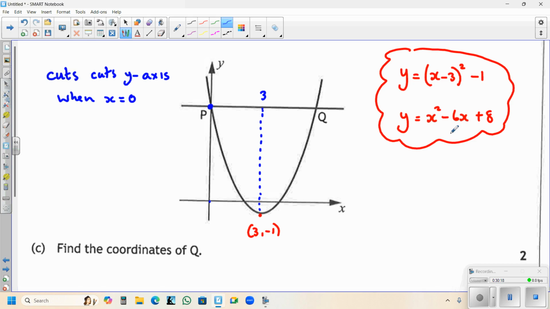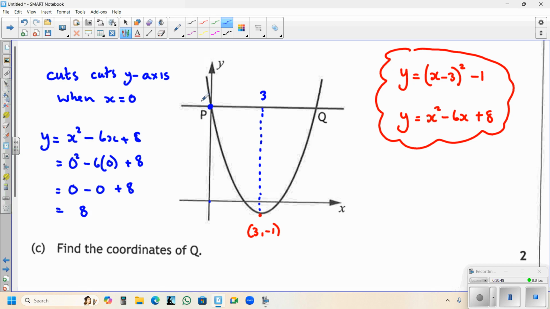So we can take either one of those equations, and every time I see an x, I put in 0. I'm going to take the first one, x squared minus 6x plus 8. So that's going to be 0 squared minus 6 times 0, add on 8. So therefore, we have got 0 squared is 0. 6 times 0 is still 0. Negative 6 times 0 is still 0. Doesn't matter. And then we've got plus 8. So the y coordinate there is 8. So I know that that is the point 0, 8.